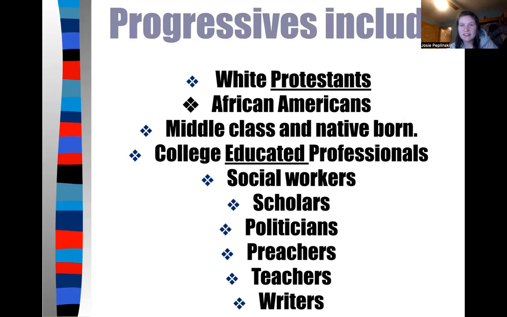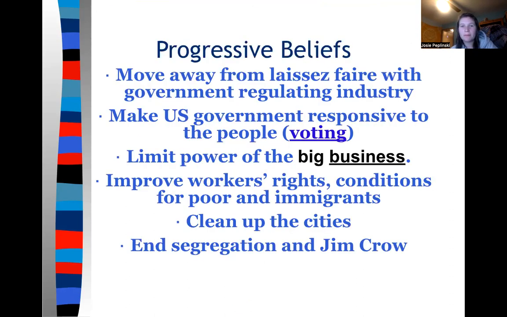These are some identities that some of the progressives had. Many were white Protestants, that's a Christian faith. Many were African American people, middle class or native born, college educated professionals, social workers, scholars, politicians, preachers, teachers, and writers.